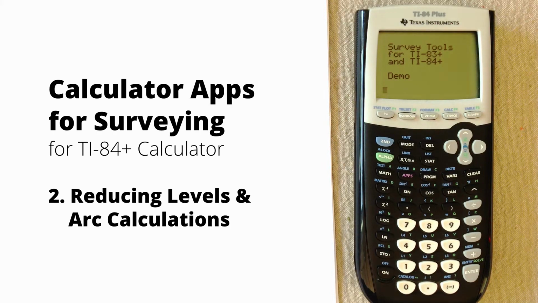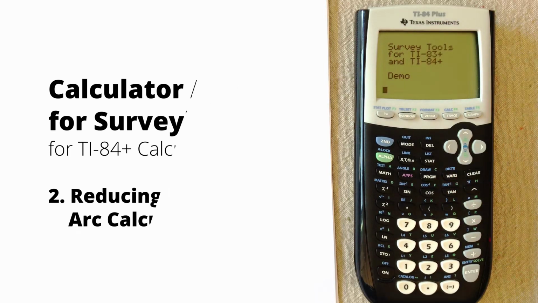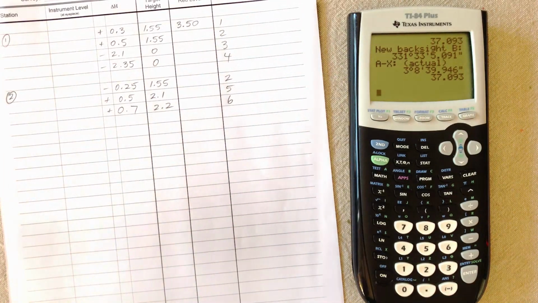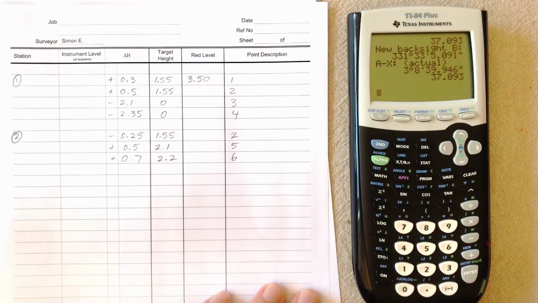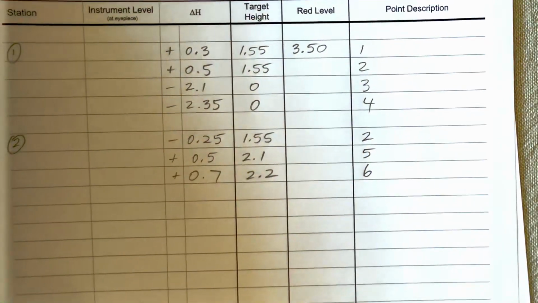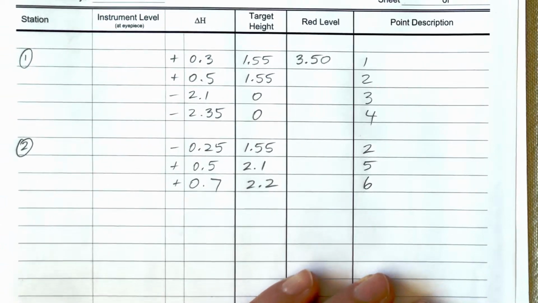Hi there. In this video, I just wanted to give an overview of how I use my calculator for surveying. And this is the Texas Instruments TI-84 Plus. So I'll just show a couple of other apps that I use sometimes. This one is for reducing levels. This helps me just calculate the difference in levels between various points and reduce them.